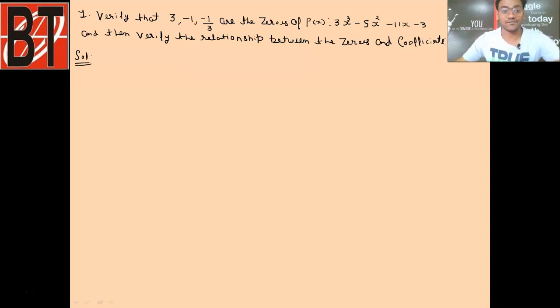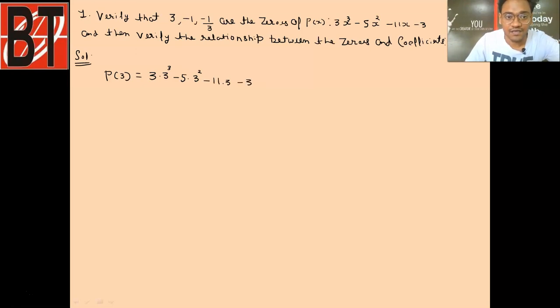So yes, let me check for x is equal to 3, whether x is equal to 3 is a zero of px or not. Let me directly calculate p3. P3 means I am writing 3 in place of x, so it should be 0. So p3 is 3 into 3 cube, writing 3 in place of x, minus 5 into 3 square, minus 11 into 3, minus 3.